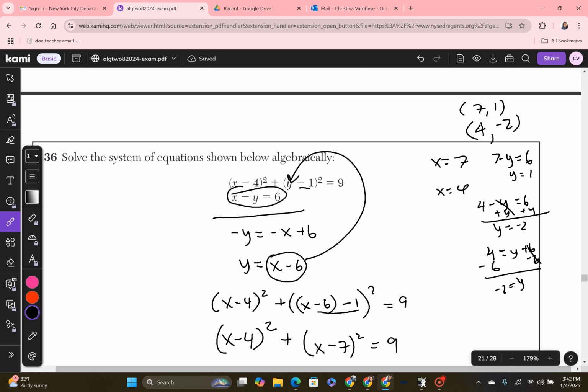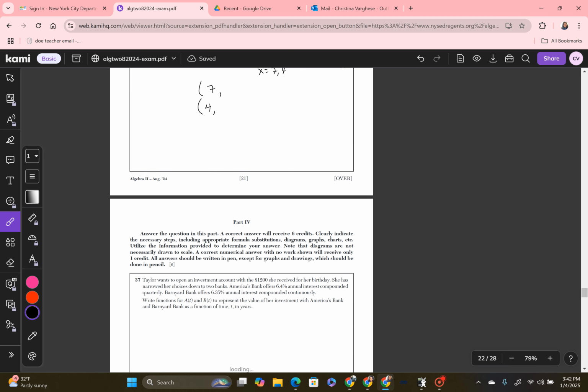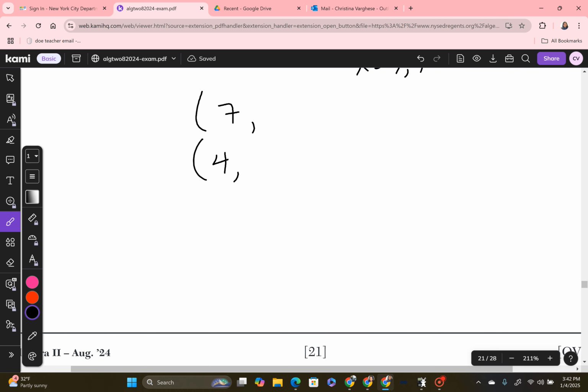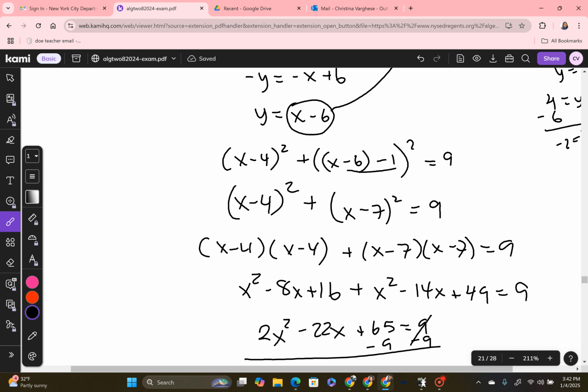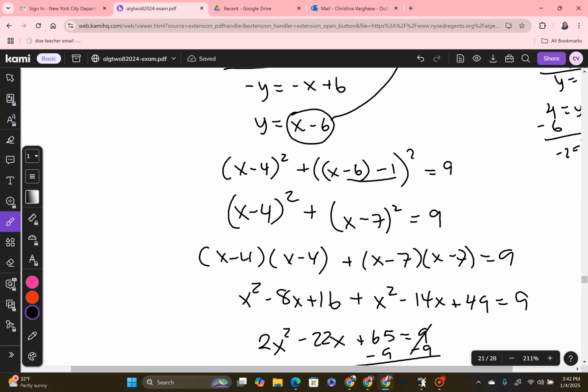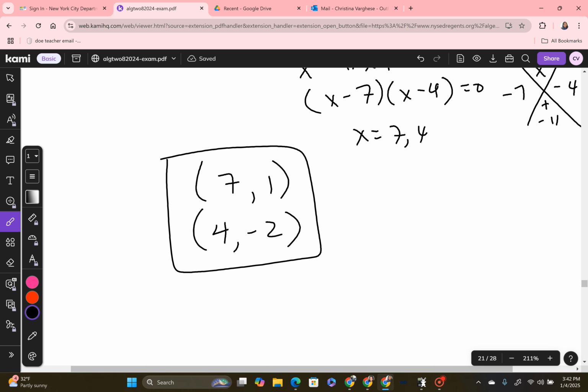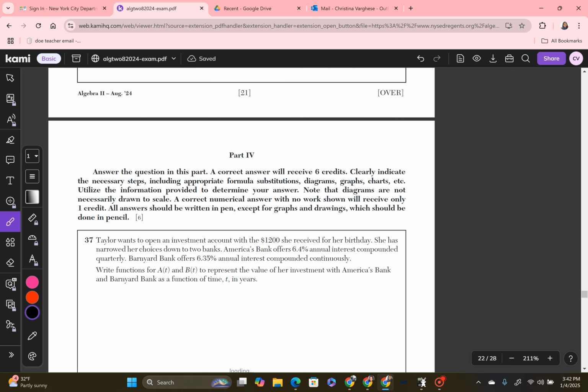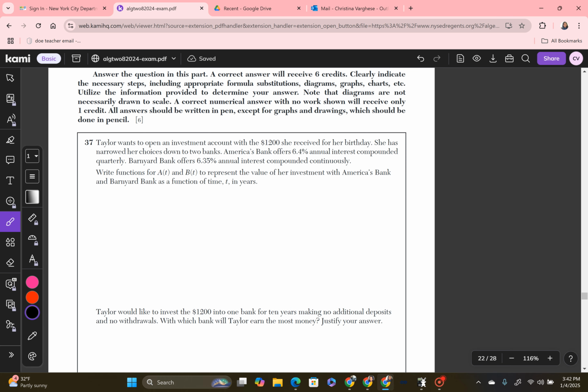That's a comma. All right, so I'm going to write that down at the bottom, 7, comma, 1, and 4, comma, negative 2. These are my two answers, and you could check it by plugging it in to both of them to make sure. All right, last question. This question is worth 6 points.